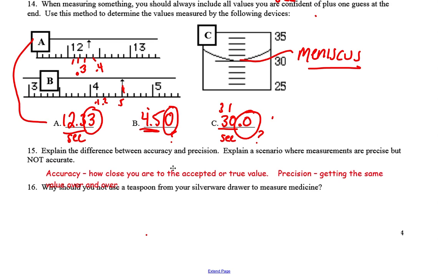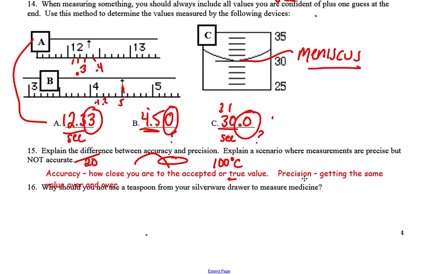So accuracy is how close you are to the accepted or true value. This is like making a basket. If I'm playing basketball and I'm shooting a free throw, I want to make it in the hoop. Am I doing that? Am I not doing it? If I know the boiling point of water is 100 and I'm testing a sample, am I getting exactly 100? Or am I off? So accuracy is how close we are to what we expect to get or what the true value is. If I give you a 20-question quiz, how many questions do you get right out of 20?